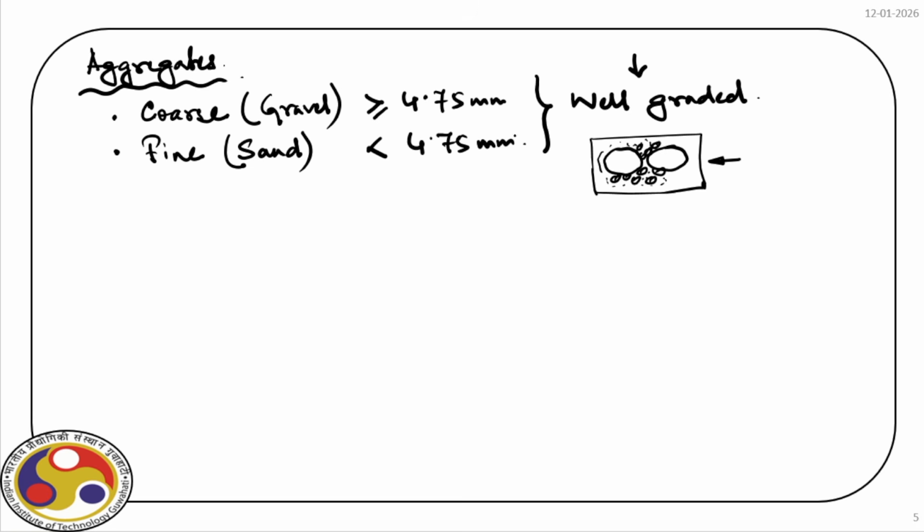There are specific codal provisions for this grading of gravels, and the code is IS 383 1970. We'll obviously not go into the details of these codal provisions, their meaning, their guidelines, because this course is not on materials. But obviously, as a designer, we must know the different components and ingredients of the material that we are going to use. And that's the reason we are going through these different components and their properties.